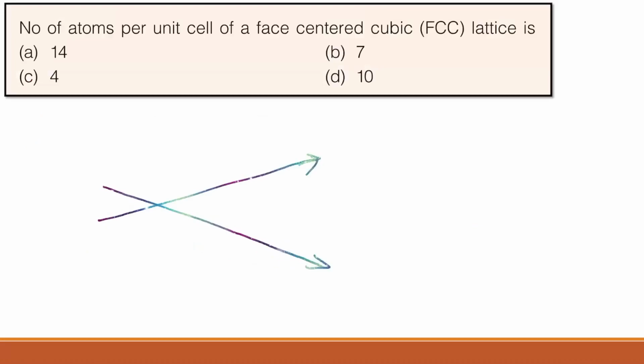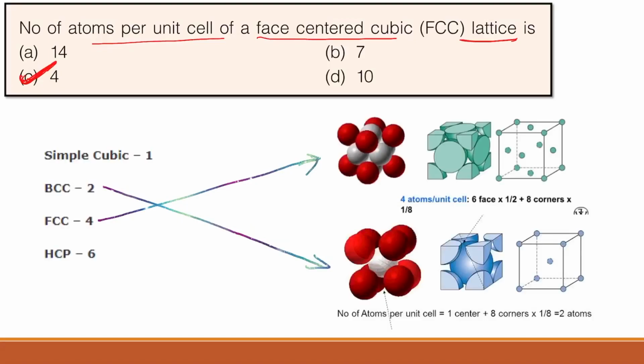So the first question: the number of atoms per unit cell of a face centered cubic structure, that is lattice, is. So here the correct answer is answer C, that is 4. Here you can see for simple cubic structure it is 1, the crystal lattice is 1. For BCC it is 2, for FCC it is 4, for HCP it is 6.